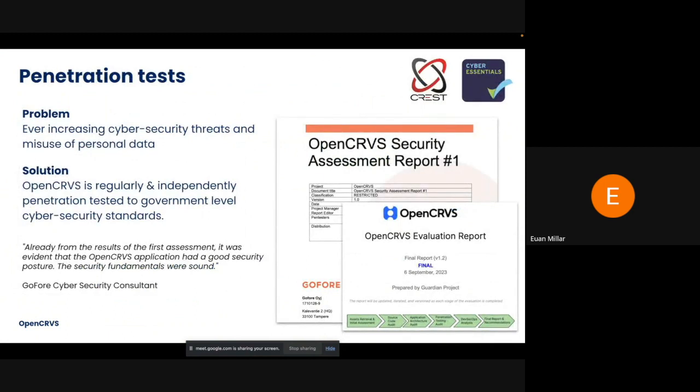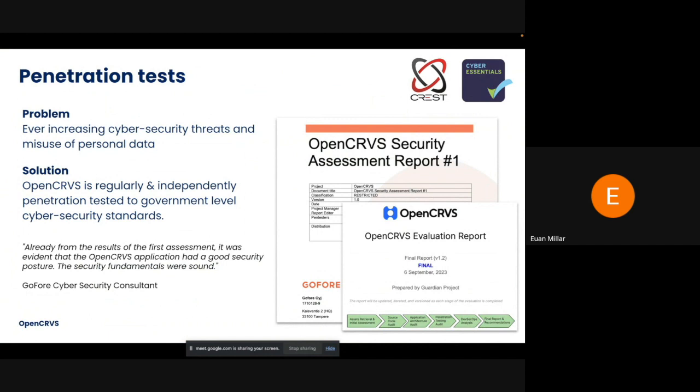OpenCRVS, like any other digital system in the world, is constantly under threat from cybersecurity, from hackers, and the ever-evolving ways in which hackers will try to access the system. And because it stores personally identifiable information, it's a target. So we must regularly make sure that OpenCRVS is independently penetration tested to government-level cybersecurity standards.